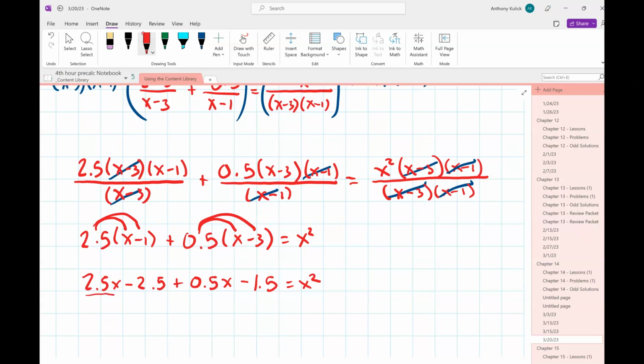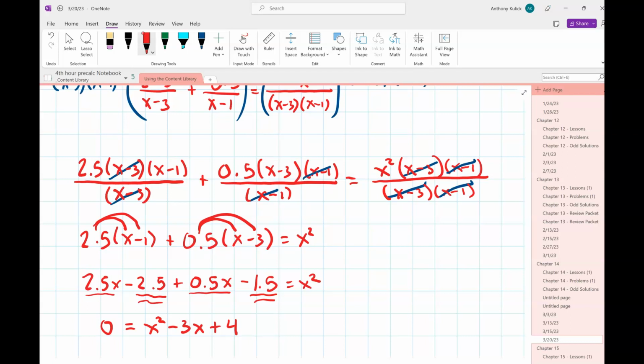So 2.5x plus 0.5x is 3x. So I'll subtract that over to the other side. Negative 2.5 minus 1.5 is negative 4. We'll add that over to the other side. Is everybody okay? I put everything on the right-hand side so that my x squared would be positive. Makes the factoring easier that way.